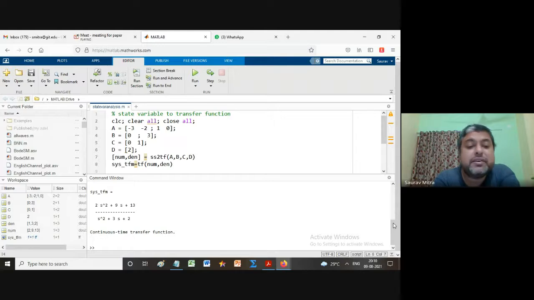Order is nothing but the power of the denominator equation. The denominator equation is s square plus 3s plus 2, which is the characteristic equation. The order of the system is whatever the order of the denominator equation is. So it's a second order system, and the characteristic equation is s square plus 3s plus 2. Whatever sys_tfm generates is the transfer function: C(s) by R(s) is 2s square plus 9s plus 13 over s square plus 3s plus 2. So the characteristic equation is s square plus 3s plus 2 equal to 0.